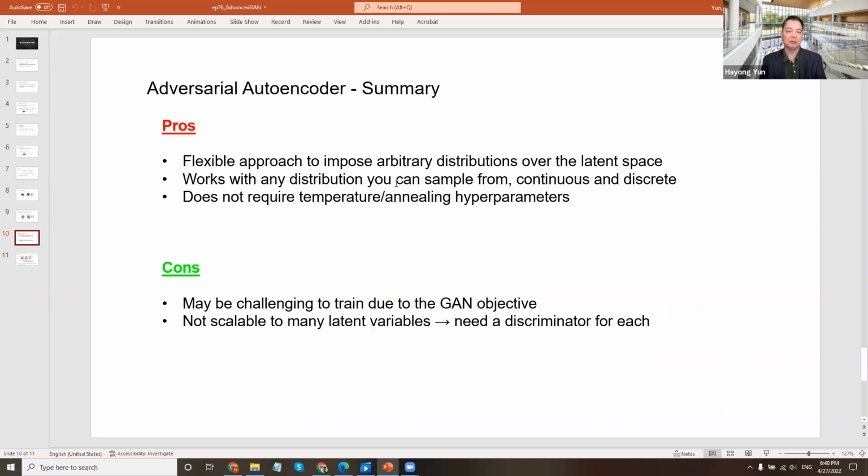So the pros: a flexible approach to impose an arbitrary distribution over the latent space, it works with any distribution you can sample from, and does not require annealing or hyperparameters and these kinds of things. But it's, of course, not easy to train a GAN for the autoencoder.